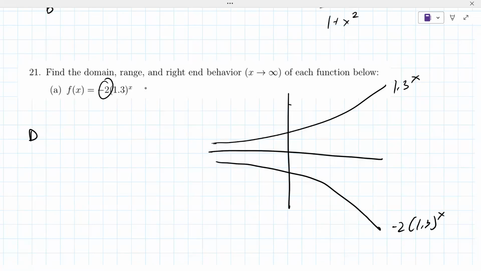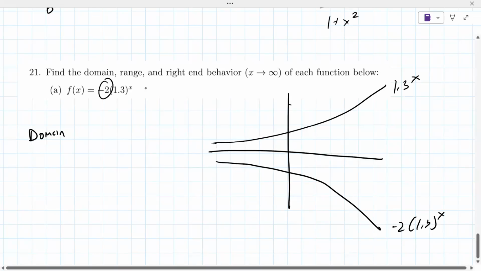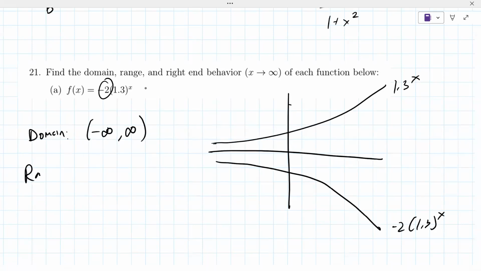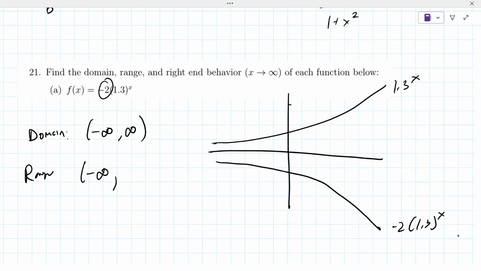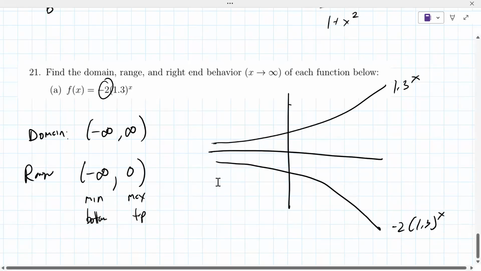Okay, domain. There are no restrictions, so this is all real numbers. The range is the min to the max. If you get the wrong shape of the graph, you won't know. The range here is -infinity to 0. You can think of it as min to max, bottom to top, something like that.